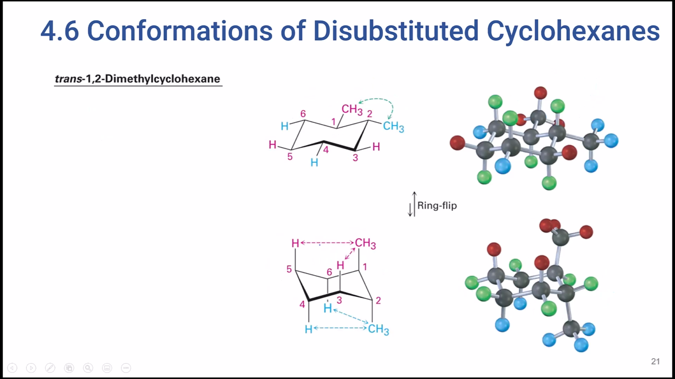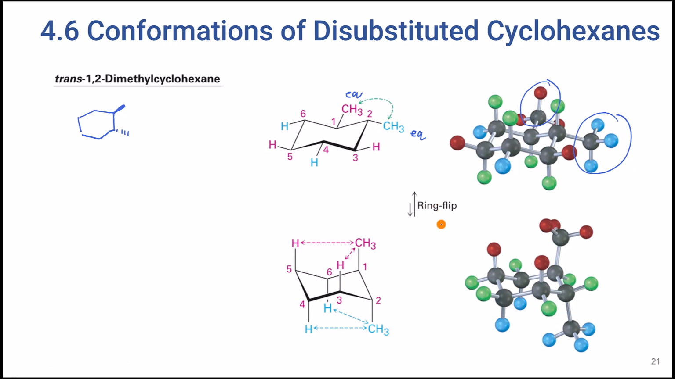So in the trans 1,2-dimethyl cyclohexane, your structure might look like this. One is up, one is down. These CH3 groups here are both in the equatorial position because they're out and at an angle. And we can see those groups right here. So that's one. The other CH3 is right here. And they don't really interact with each other very much.